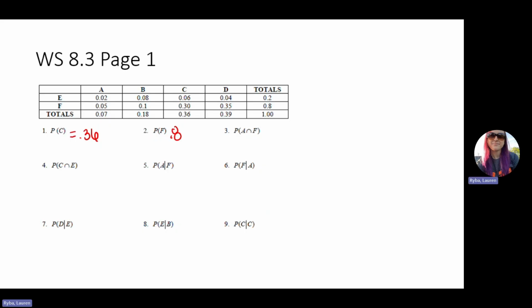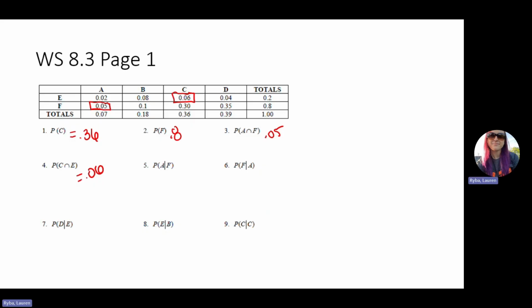The third one says what's the probability of A intersect F. So where does A overlap with F? A is this column, F is the row, and they intersect here at 0.05. I want to do another intersection, C and E. C is the third column, E is the first row. So C intersects E right here at 0.06.